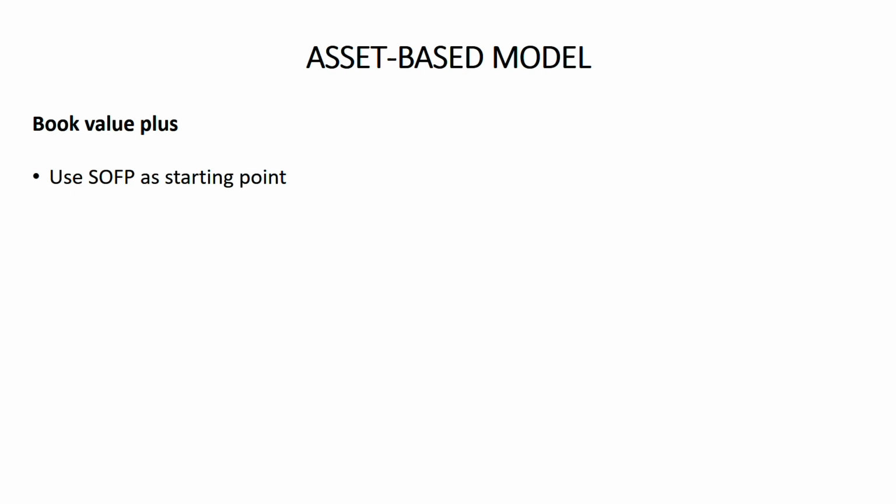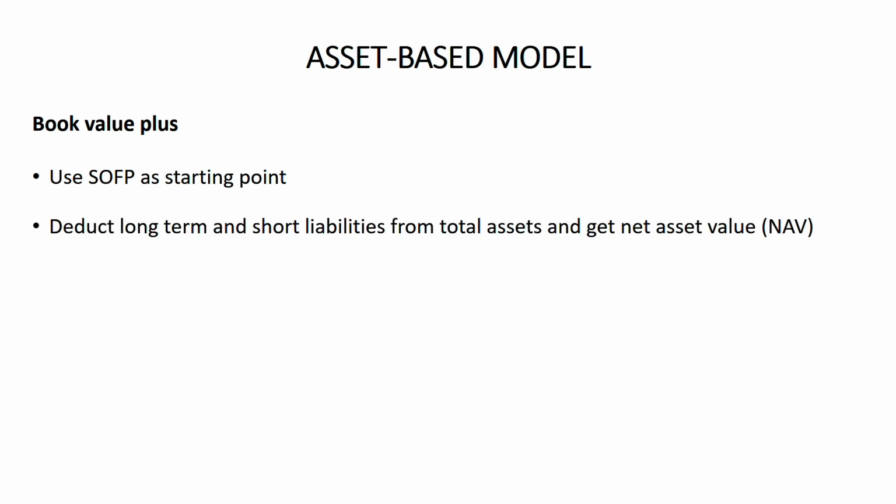Asset based model, just see the word asset. That means you have to take your asset value. From where will you get your asset value? From the financial statements, the financial position. So that is your starting point. Next, how are you going to get this? Deduct long-term and short-term liabilities from total assets and get the net asset value. Now, you have to be careful here. Total assets does not include intangible assets. Mind you, I'm again repeating, total assets does not include intangible assets, only tangible assets.